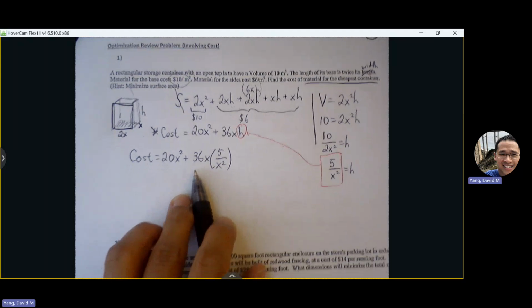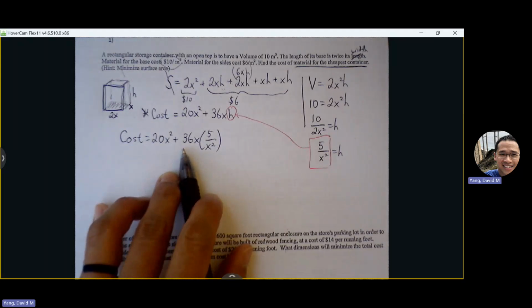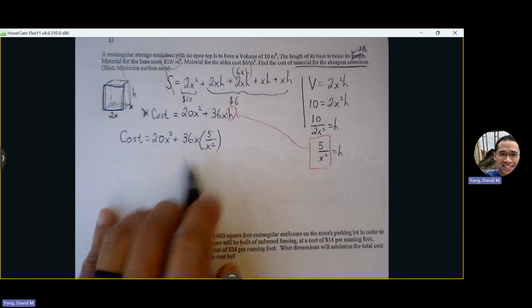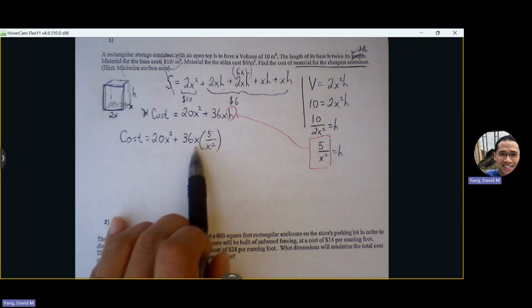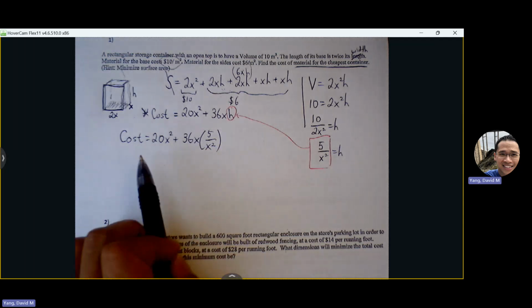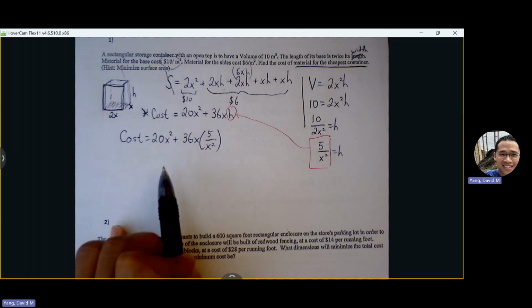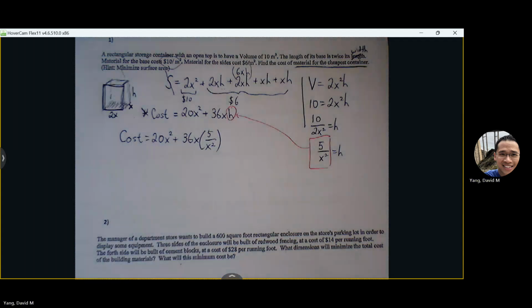So we're getting closer to being ready to do power rule. We do have to clean this up, make sure our variables are in the numerator, and then once everything is ready, we can find C prime, set C prime equal to 0, find your critical point. And then once we find our critical point, we just go back and reread the problem and make sure that we're providing the information that they're asking for.